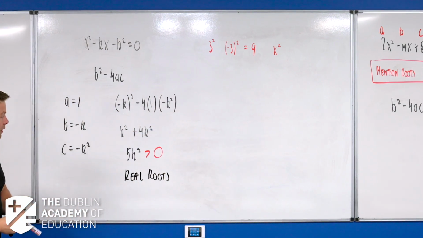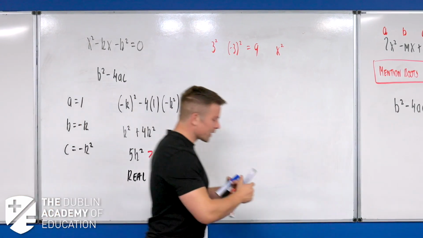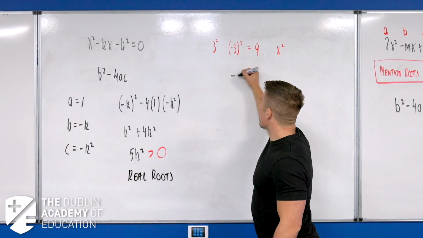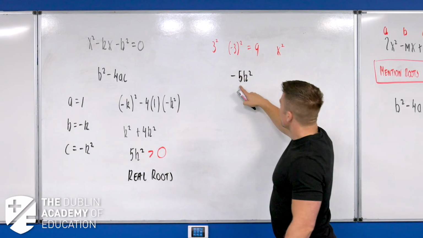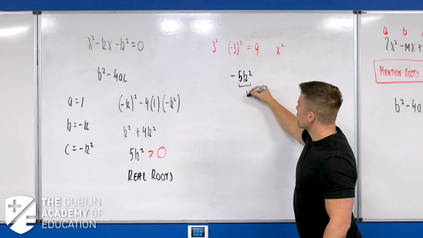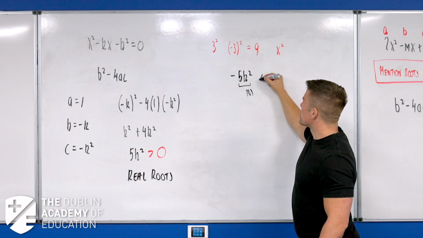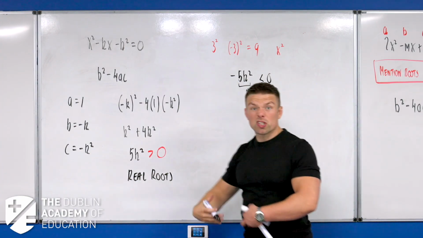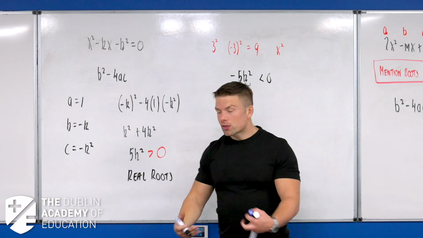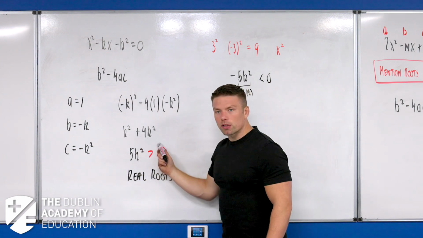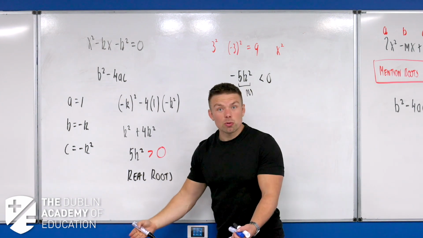That's it. If we got down to a case where we had something similar, but it was, I don't know, minus 5k squared, well, because that's definitely positive and that's negative, that would definitely be less than 0, and you could say no real roots. If it all cancelled out and you just got 0, you would just say it has equal roots.